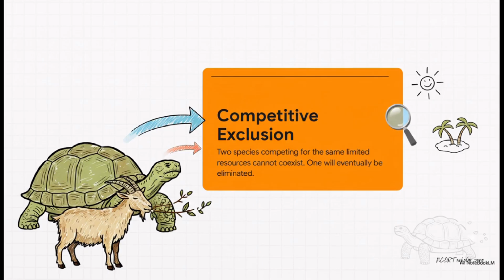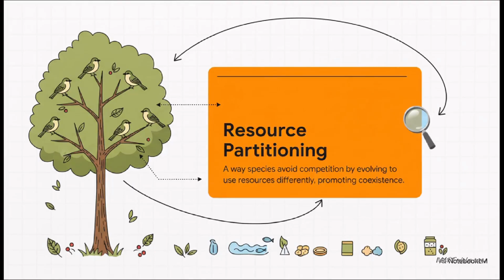We saw this in the Galapagos. Goats were introduced to an island, and they were such good browsers that they completely outcompeted the native Abingdon tortoise, which went extinct in less than 10 years. But nature is clever. It's not always a fight to the death.